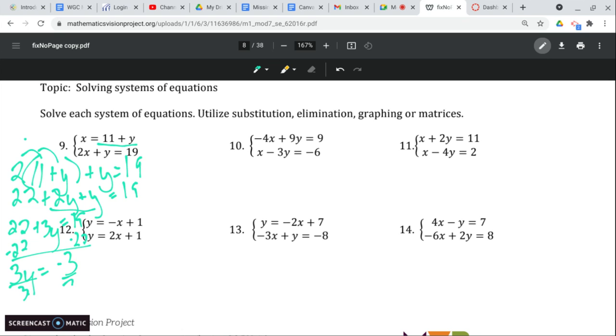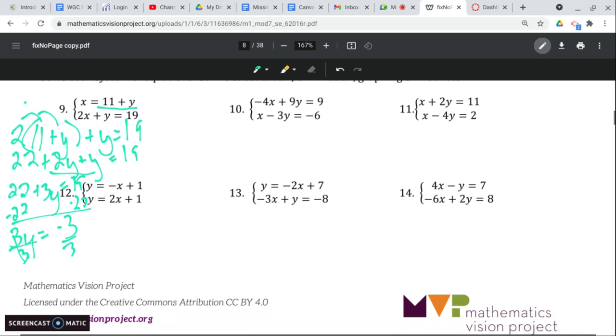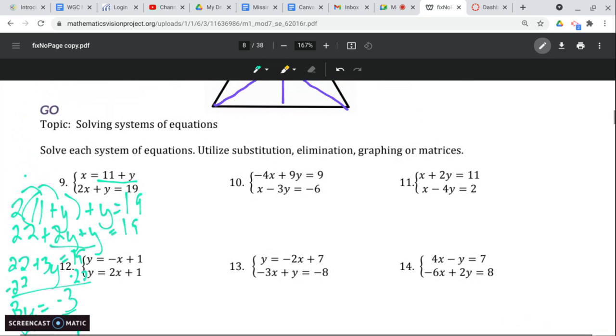We divide by 3. So y equals negative 1. Now we need to plug that back in to find out what x is. So we've got x equals 11 plus negative 1. 11 plus negative 1 is 10. So we have 10, negative 1. That's our solution. All right, our next one.